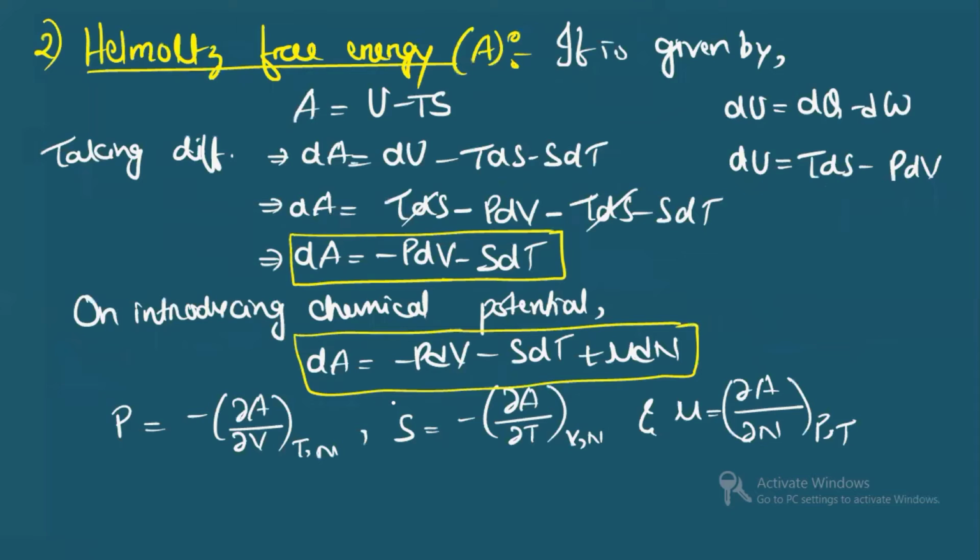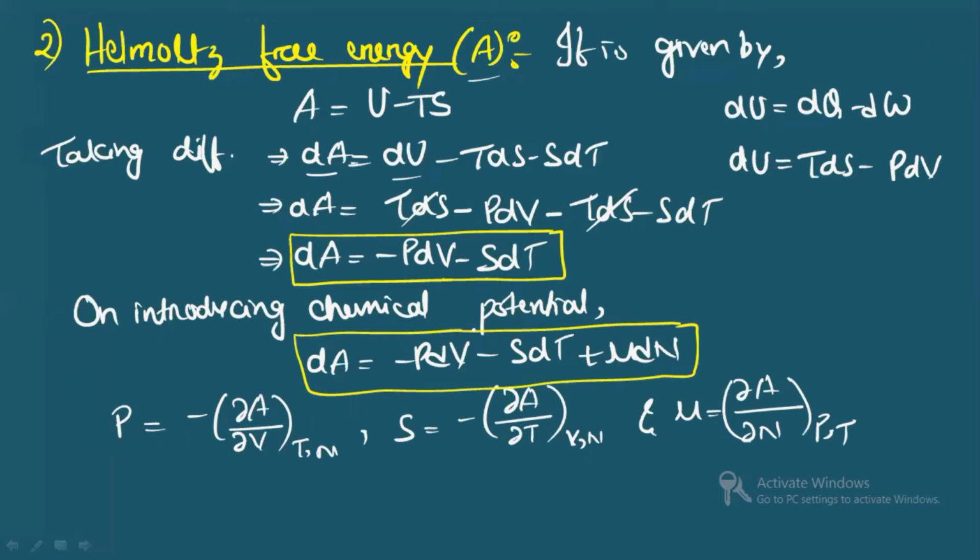Next, you see the Helmholtz free energy. It is denoted by A, and A is given by U minus TS. So when you take the differentiation, you can write dA equals dU minus TdS minus SdT. So dU can be written from the first law of thermodynamics, TdS minus PdV, and dA will be equal to, finally, TdS and TdS will get cancelled, and dA equals minus PdV minus SdT.